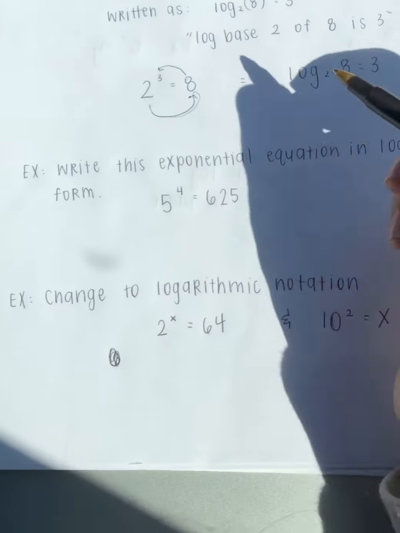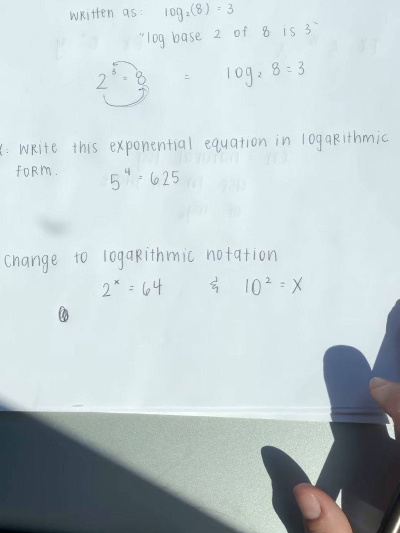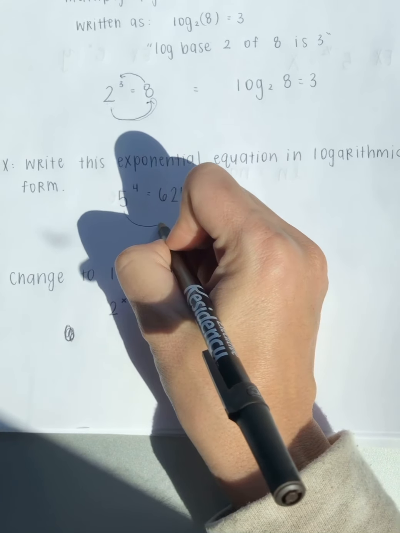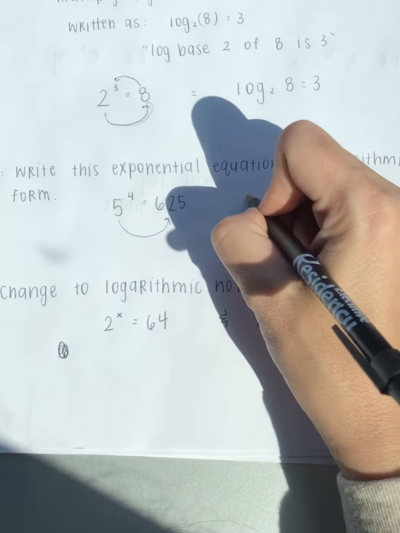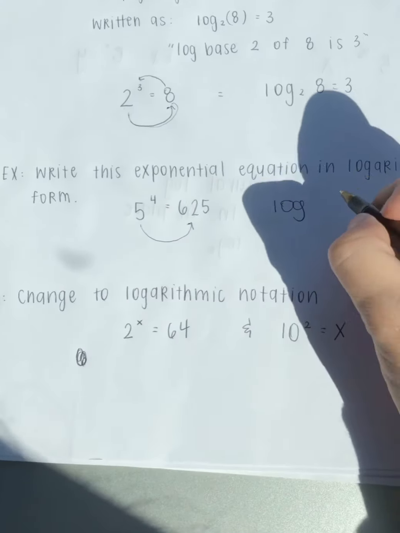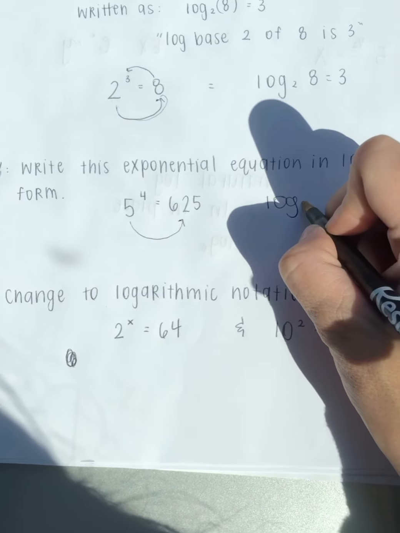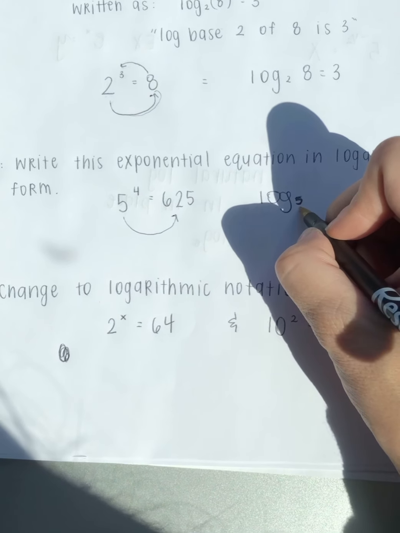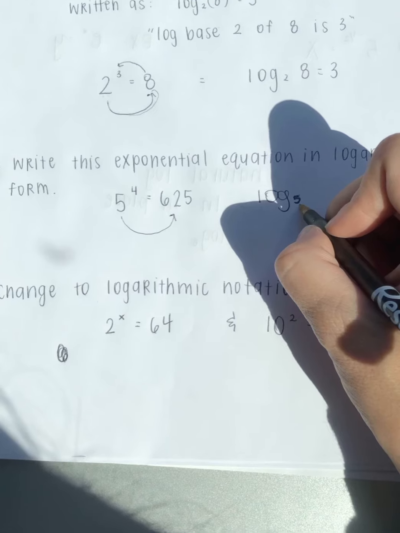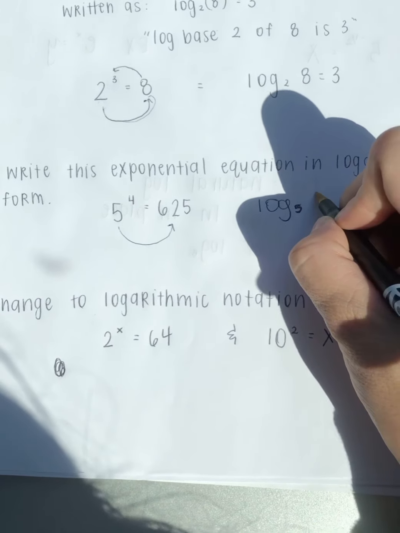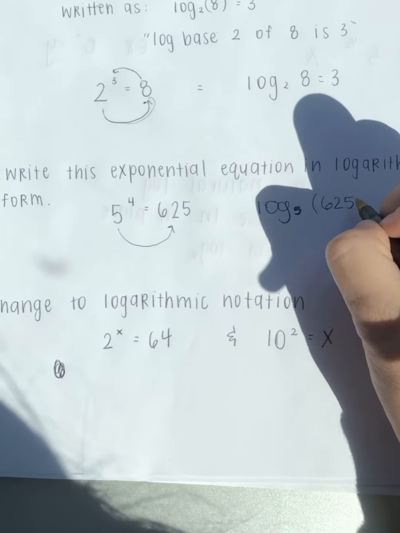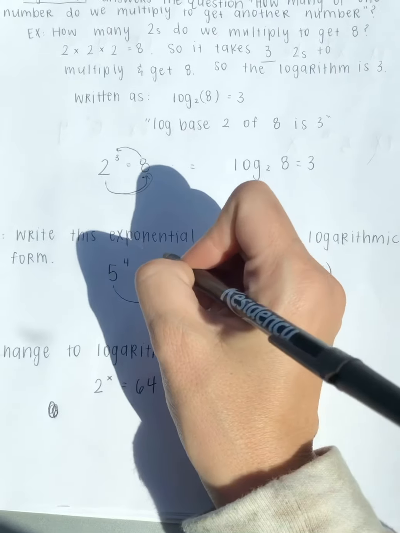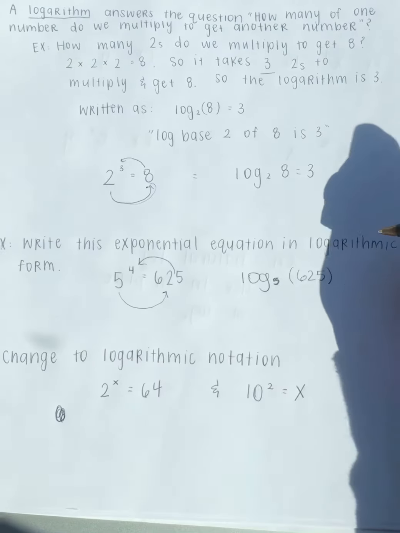Okay, so for example, write this exponential equation in logarithmic form. We're going to start with log base 5 of 625. So log base 5. Okay, so your base is a little 5. It's not as big as my G. It's a small little 5. Okay, of 625. So log base 5 of 625 is 4.